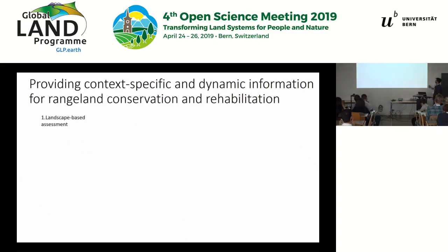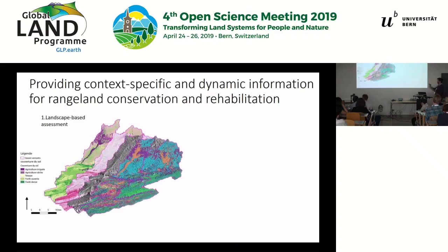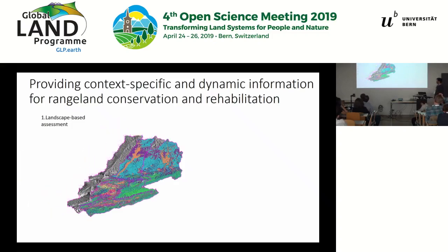The core of our method is to provide context-specific and dynamic information for rangeland. And this is obtained primarily by considering the landscape. In dry areas, the landscape, so the aspect, the slope, the type of land cover, influences the productivity of the pasture, or in general what we can see in terms of vegetation from the NDVI. So the first thing was to define this very patchy map of different landscape units.